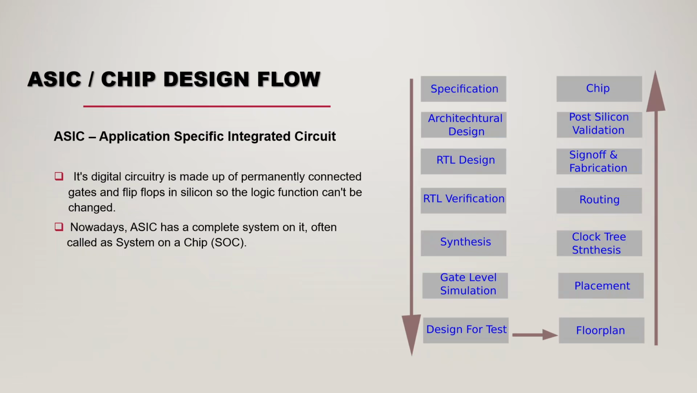The ASIC chip design flow, same as I told you: specification, architectural design, RTL design, design verification, synthesis, converting the RTL code into a gate level netlist, and gate level simulation. Simulation means you need to verify the circuit with waveforms. Then design for test, DFT, test cases, and next floor planning, placement, clock tree synthesis, routing, sign off, GDS to fabrication, post silicon validation, and chip.